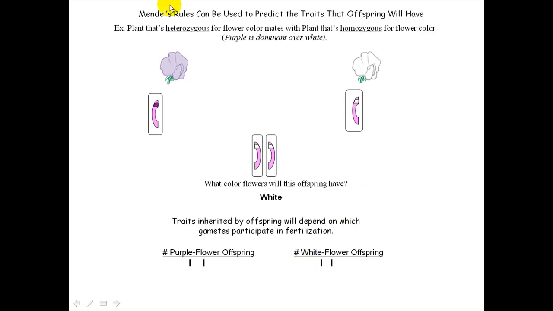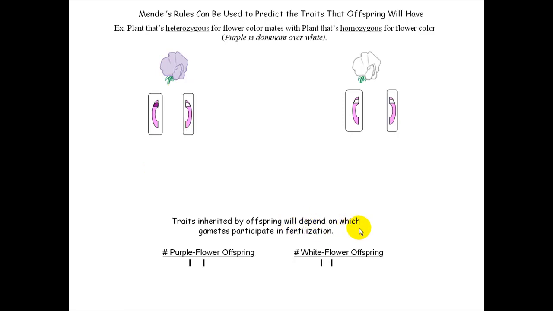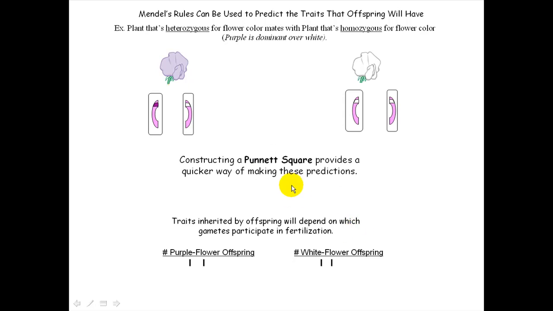There's a way to do all of this predicting in an easier, cleaner, and faster form. And the way you do that is by constructing something called a Punnett square. And so what we'll do next is show you how to construct Punnett squares. And you can use Punnett squares in order to answer all kinds of questions that have to do with Mendelian genetics.